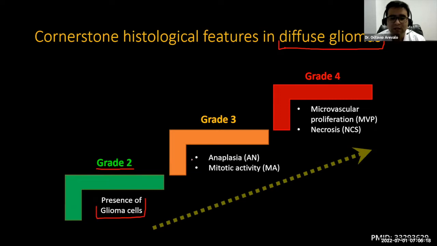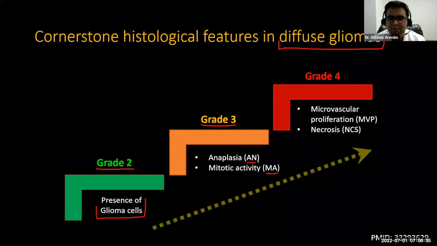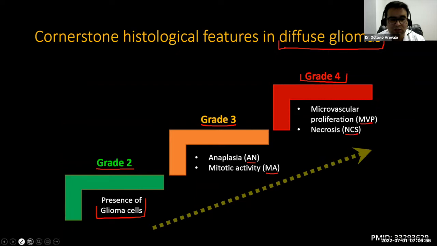But if you get some histological features of anaplasia, cellular anaplasia, and mitotic activity. If you get any of those plus the glioma cells, then you are in front of a grade 3 diffuse glioma. But if besides any of these, or perhaps only if you only find microvascular proliferation or necrosis, if you find any of these two findings in histology, automatically it bumps it up to a grade 4. And you're going to get the PMIDs here just in case you want to get into those specific references.